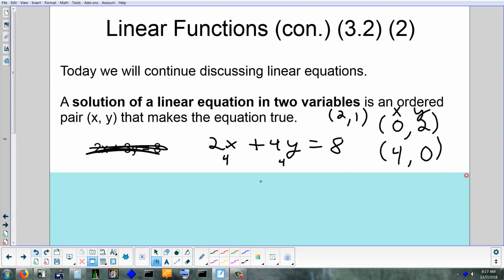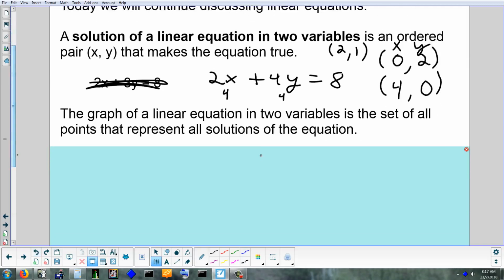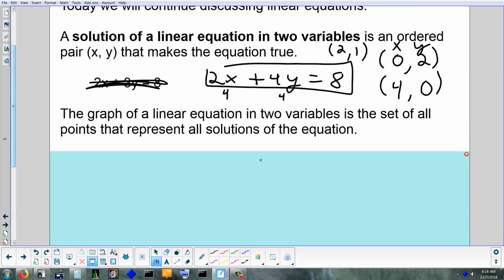So, everyone understand what I mean by solutions to linear equations? They're coordinates. That's all. So the graph of this is all those points and all the ones that I didn't list. It's every single point on that line. That's what the graph looks like. So that part you just need to read it. The graph of a linear equation in two variables is every single point that makes it true.